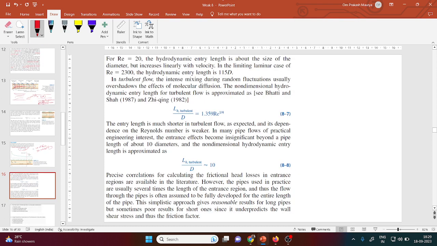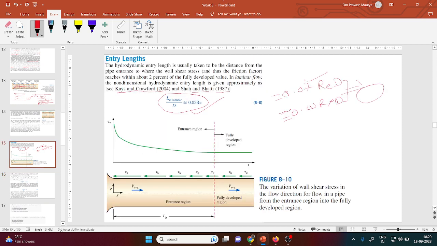For the turbulent case, entry length and development length are different. We calculated that LD before, isn't it, for the pipe? LD or LH here is the same, but in this book it is represented by LH. LD or LH is the same. So we can use both formulas.